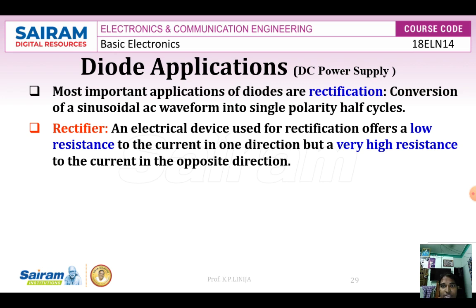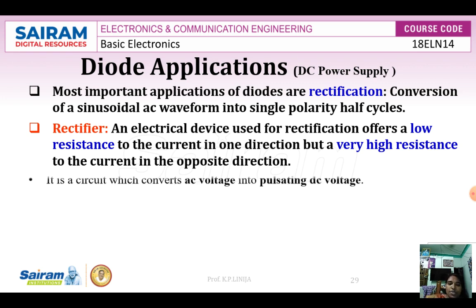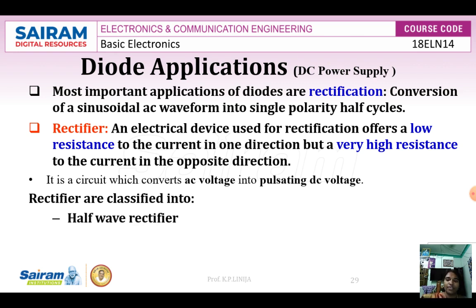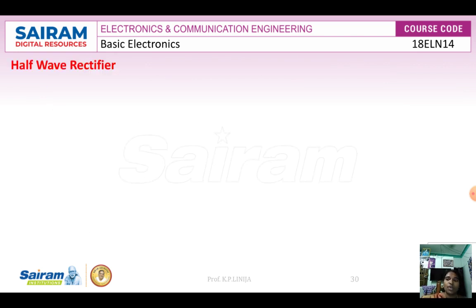So mainly these electrical devices are using this rectification. It will offer a low resistance to the current in one direction but high resistance to the current in the opposite direction. Here, a rectifier is a circuit which converts AC voltage into a pulsating DC voltage. Now we will see the classification of rectifiers. Rectifiers are classified into two types: one is the half wave rectifier and the other is the full wave rectifier. Okay, now let us discuss one by one.